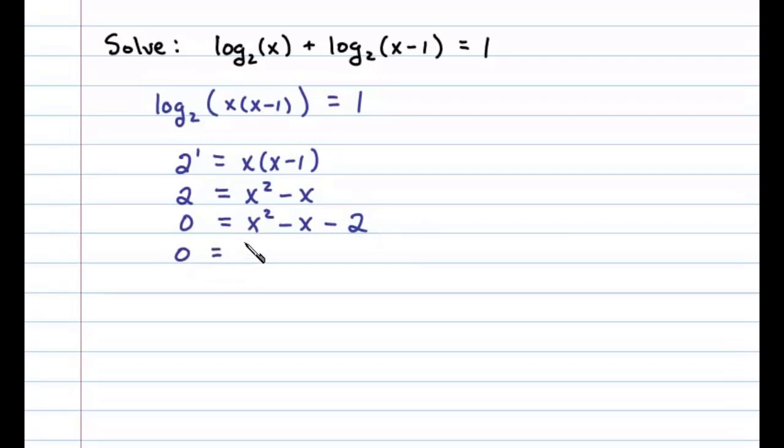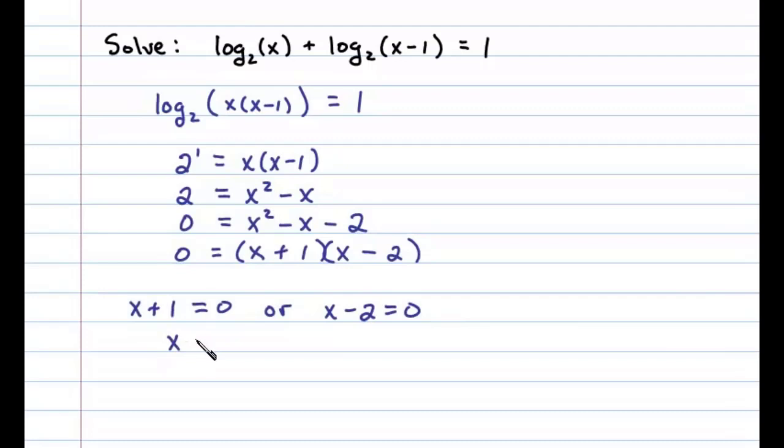And at this point we can see the quadratic expression on the right side factors. So x squared factors as x times x, 2 factors as 1 times 2, and 1 and 2 add up to negative 1 if the 2 is negative and the 1 is positive. Positive 1 times negative 2 is negative 2, and this is factored correctly. Now we set each factor equal to 0, so x plus 1 equals 0, or x minus 2 equals 0, and that gives us two possible solutions, x equals negative 1 or x equals 2.